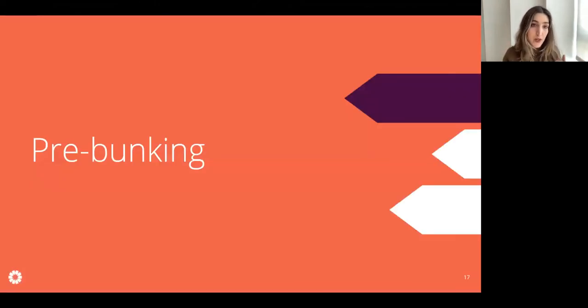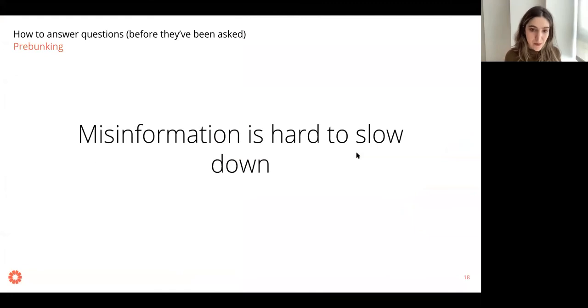Well, one thing that we're going to focus on today is this idea of prebunking. So you may have heard of debunking, right? Correcting misinformation once it's spread and goes out there. But there's also prebunking, right? And this is based on the concept that misinformation is really hard to slow down, right?